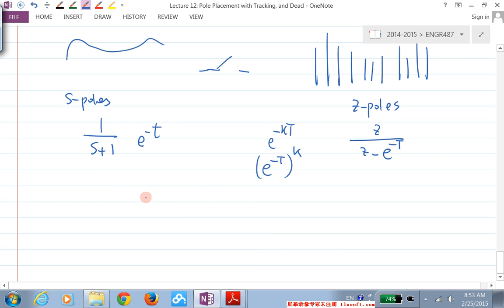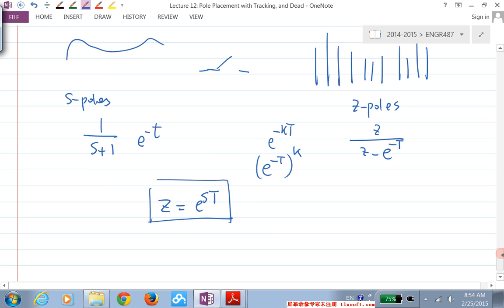As a matter of fact, if you remember, when you have an impulse sampling for a signal, the relationship between Z and S is Z equal to e to the power sT. So whatever the S-plane pole is here will be mapped through this relationship. This was a long time ago in the lecture now, right?